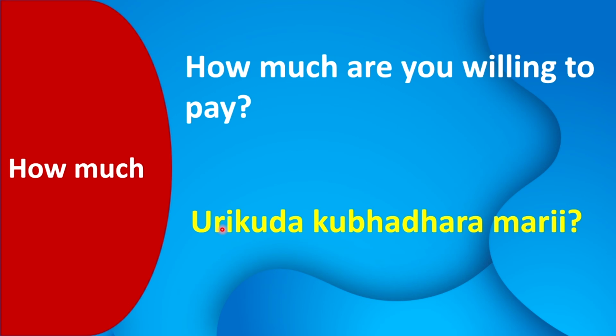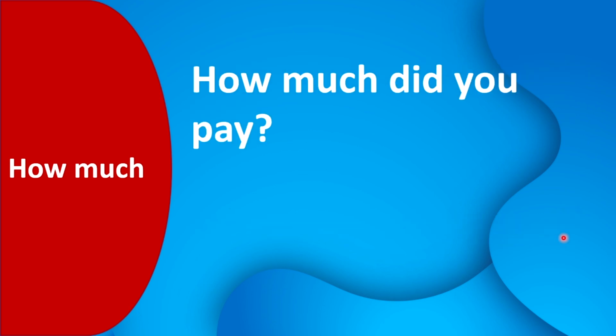So I hope you understand that. We're going to do another example of this format as well. So how much are you willing to pay? Urikuda kubadara Marie. So we can basically say, are you willing to pay? It's urikuda kubadara. Are you willing to pay? It becomes these two words. Urikuda kubadara. Okay? I hope that's clear. Urikuda kubadara Marie.